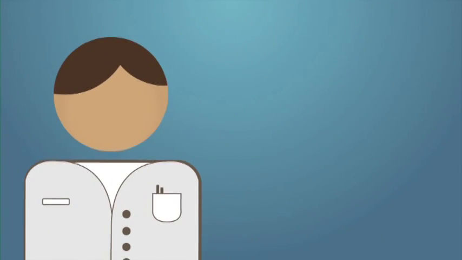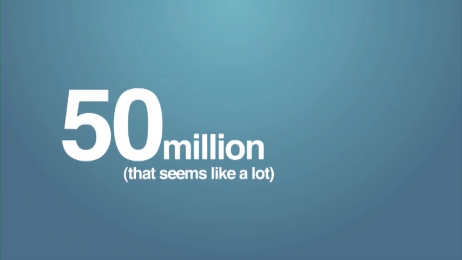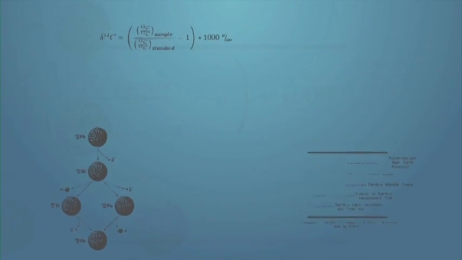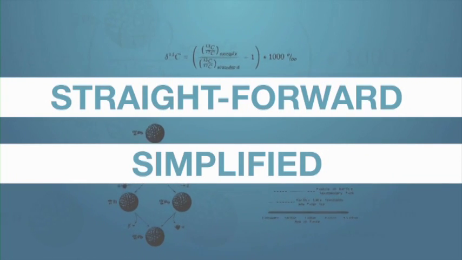Okay, so if this method is reliable and accurate, why the 50 million year discrepancy? That seems like a lot, but let's get into some details here and see what's going on. Keep in mind that there's all kinds of scientific jargon on this topic, and so we'll just present a very straightforward, simplified version of the process.